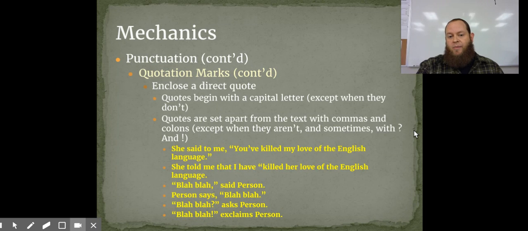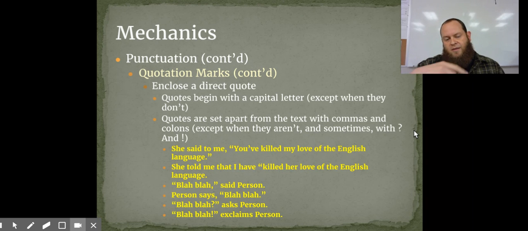So here we've got the capital Y for you've, and the comma before the quotation mark. But in that second example, she told me that I have, and then I start the quote, killed her love of the English language, and then there should be a quotation mark there at the end. You see that? In that case, that goes more along the lines of quoting textual evidence, like we do in class, as opposed to telling a story: she said this, he responded with that, and so forth.